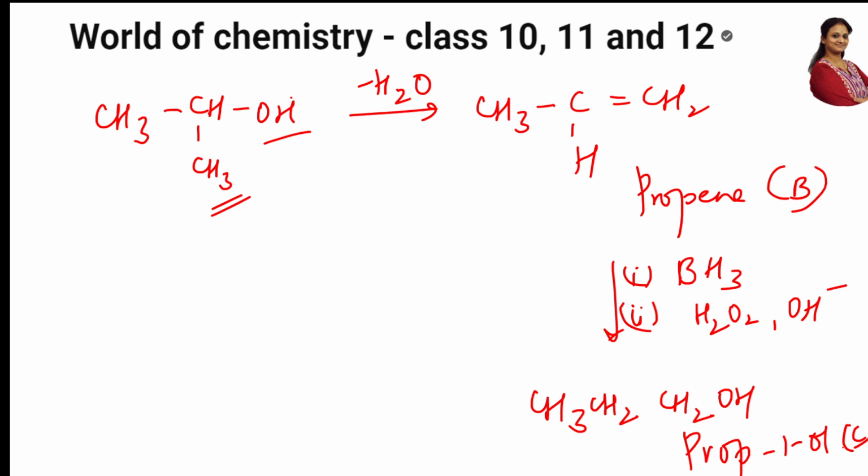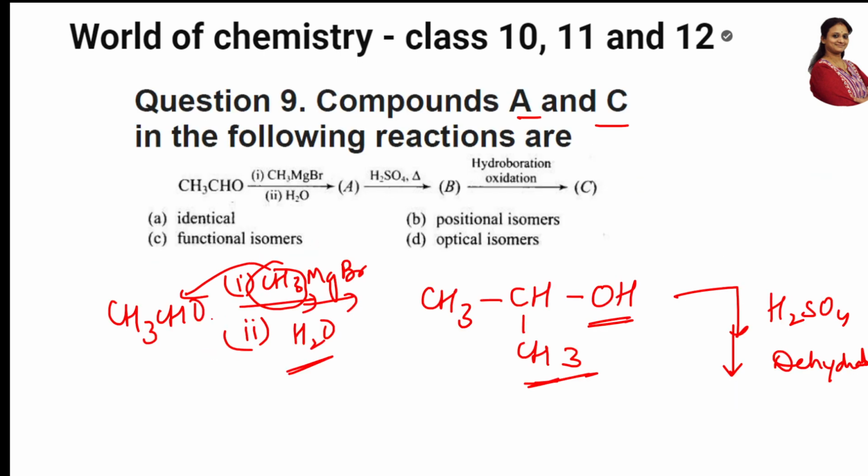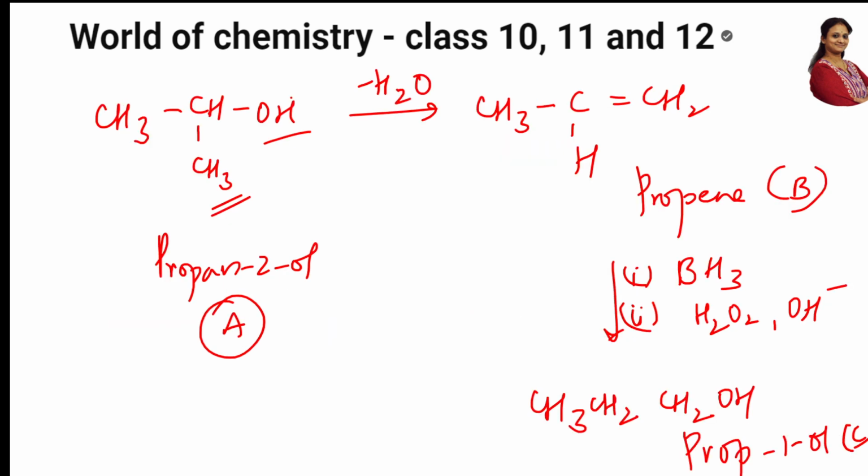Now you tell me, what did they ask me? They asked me A. This is propan-2-ol. They asked me A and they asked me C. What is the option, students? Compound A and C in the following reactions are. So I got A and C. What did I get? I got propan-2-ol. Here, C part, I got propan-1-ol.